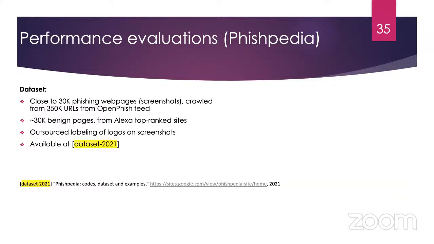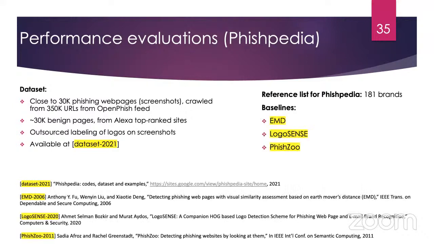With that, we'll go to the performance evaluations in Phishpedia. The paper has a number of performance evaluations, but we'll just look at a few of them here. The dataset we used had around 30K phishing web pages and 30K benign pages. To train object detection, we use labeled logos, and that was outsourced. The dataset is available for the research community; you can refer to this link. For the evaluation, we use a very small number of brands: only 181 brands in the reference list for Phishpedia. And for the baselines, we considered EMD, LogoSense, and PhishIntention, which we briefly discussed earlier.